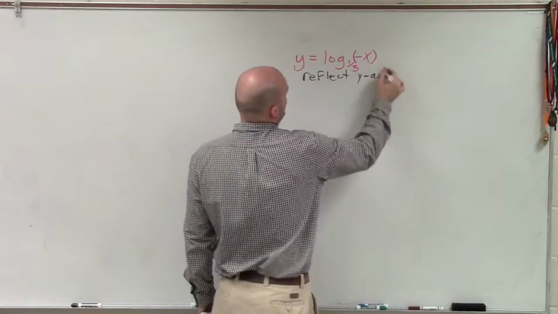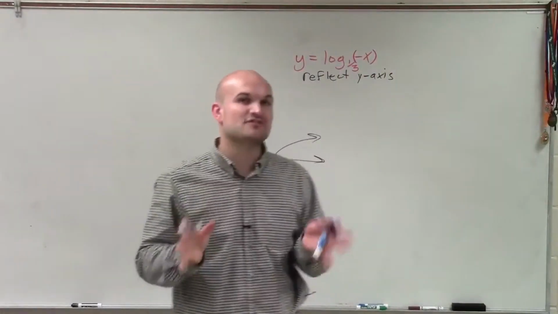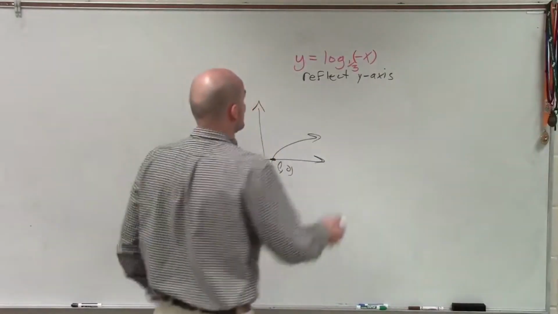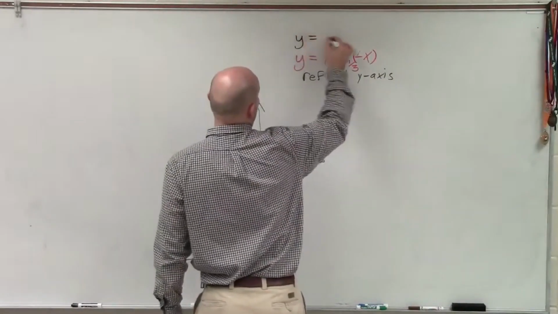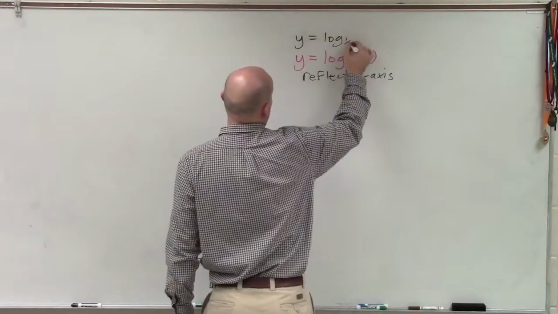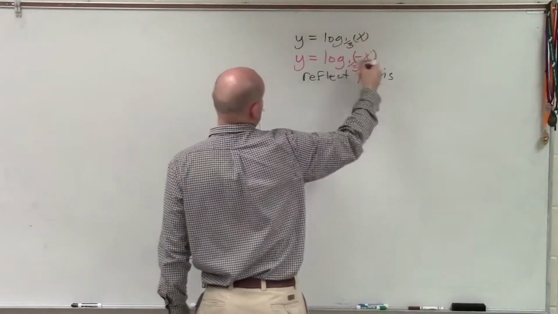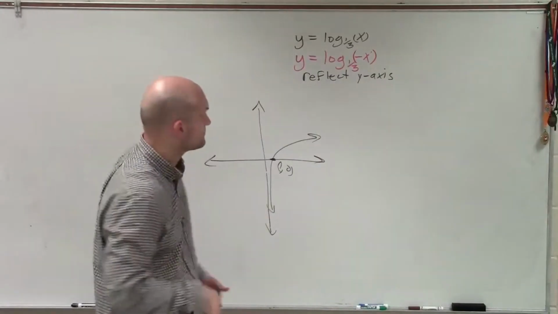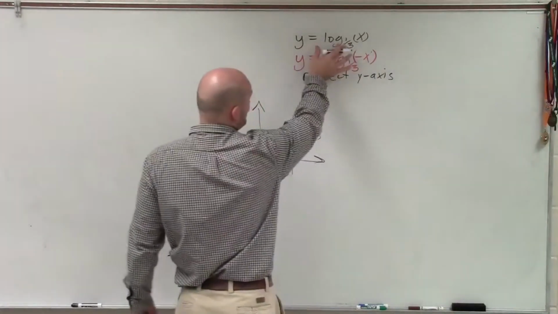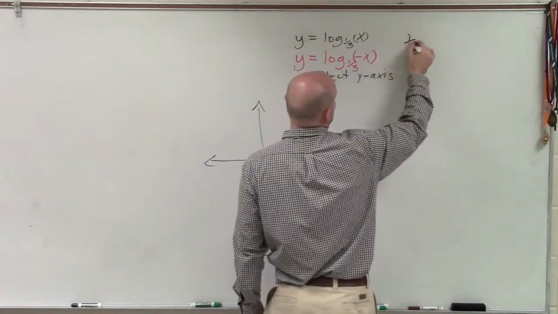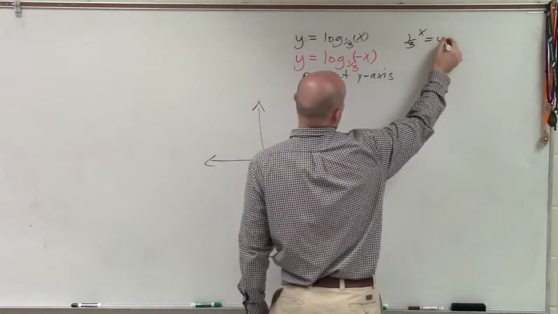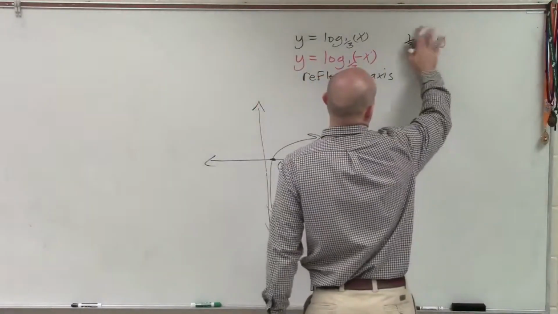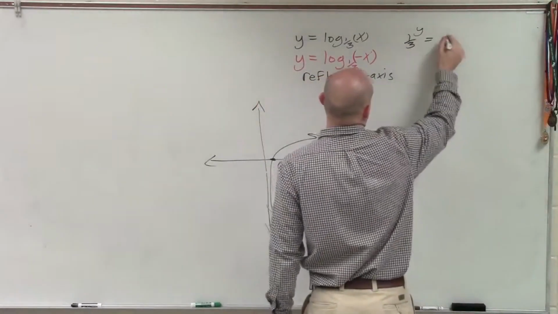All right, so now the next step, what I want to do is graph just the parent graph with the base with no transformations. So therefore, I'm going to want to graph y equals log base 1/3 of x. Forget about the negative, because that's a transformation. We'll apply that next. So what I want to do to graph this is rewrite this in exponential form, so I can create a table of values. I'm sorry, that's written wrong. That's (1/3)^y equals x.